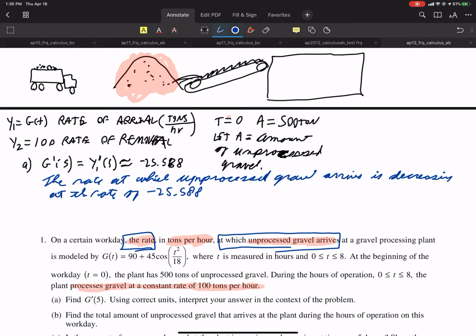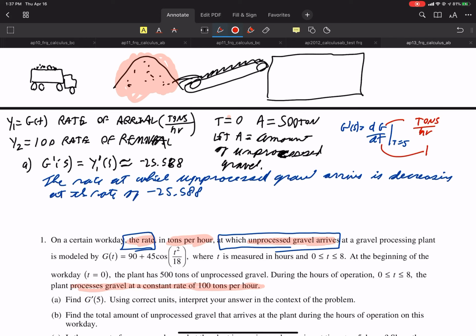So let's look at what's going on with units. Actually, does it say units? Yes, using correct units. So here's some side work. G prime of 5 is dG/dt at t equal 5. Well, it's just the change in G over change in T. What are the units of G? That's going to be tons per hour.